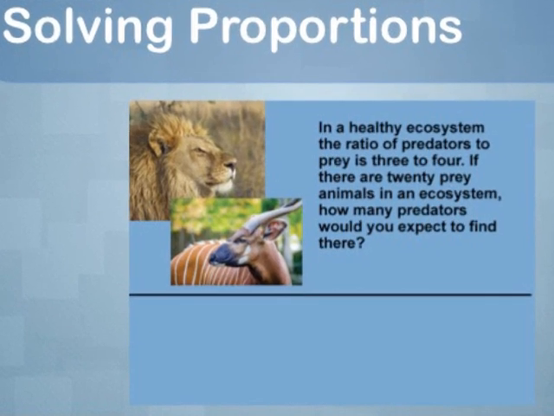In a healthy ecosystem, the ratio of predators to prey is 3 to 4. If there are 20 prey animals in an ecosystem, how many predators would you expect to find there? The ratio of predators to prey is 3 to 4. This is one ratio that we can make equivalent to another ratio. For that second ratio, we know that the number of prey is 20, but we don't know the number of predators. So we write x, as shown here.